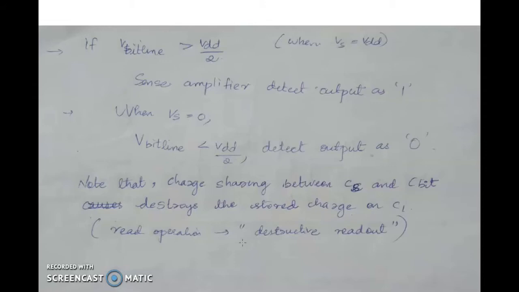If the bit line voltage is greater than VDD by 2, the sense amplifier will detect the output as 1, and when Vs is equal to 0, the bit line voltage will be lesser than VDD by 2 and hence detect the output as 0. So in this way, the read operation takes place. Note that charge sharing between CS and C bit destroys the stored charge on C1, and as a result, read operation is called destructive readout.